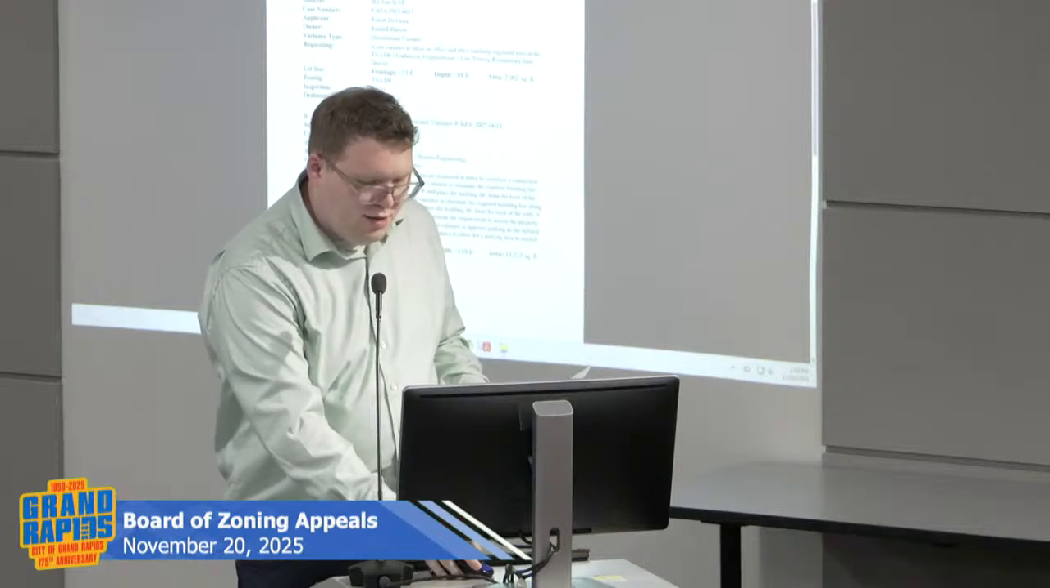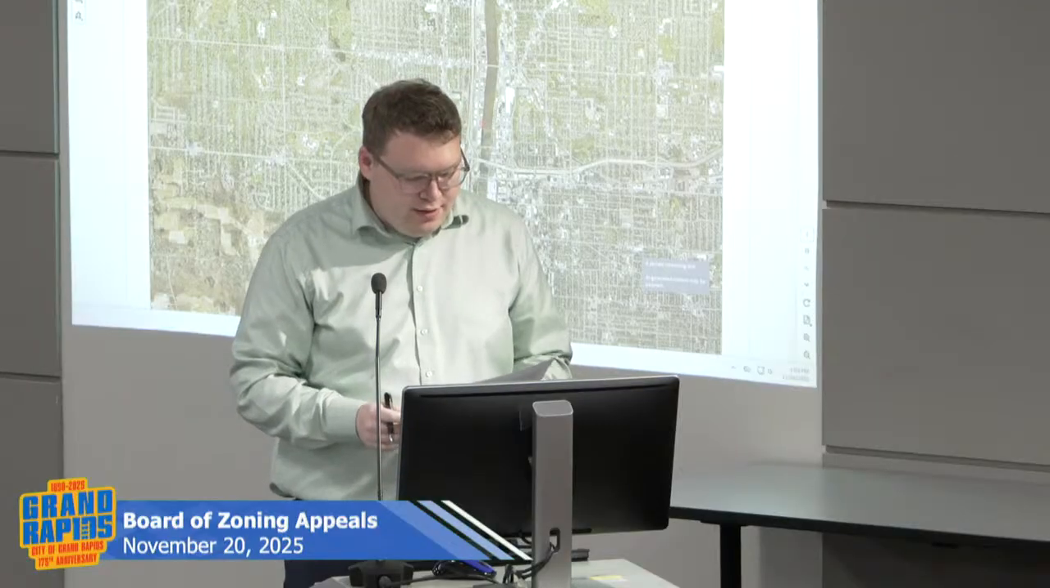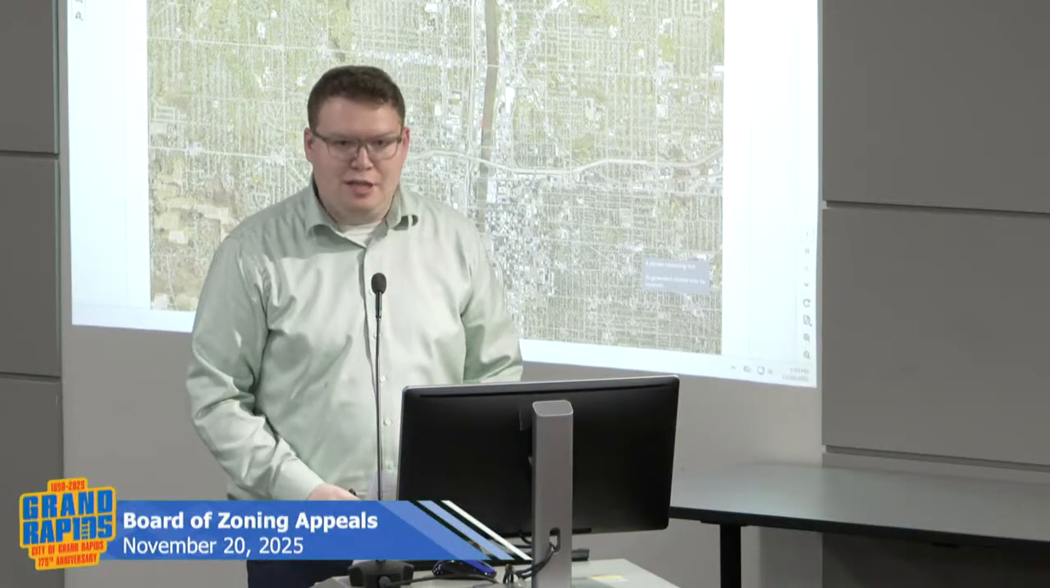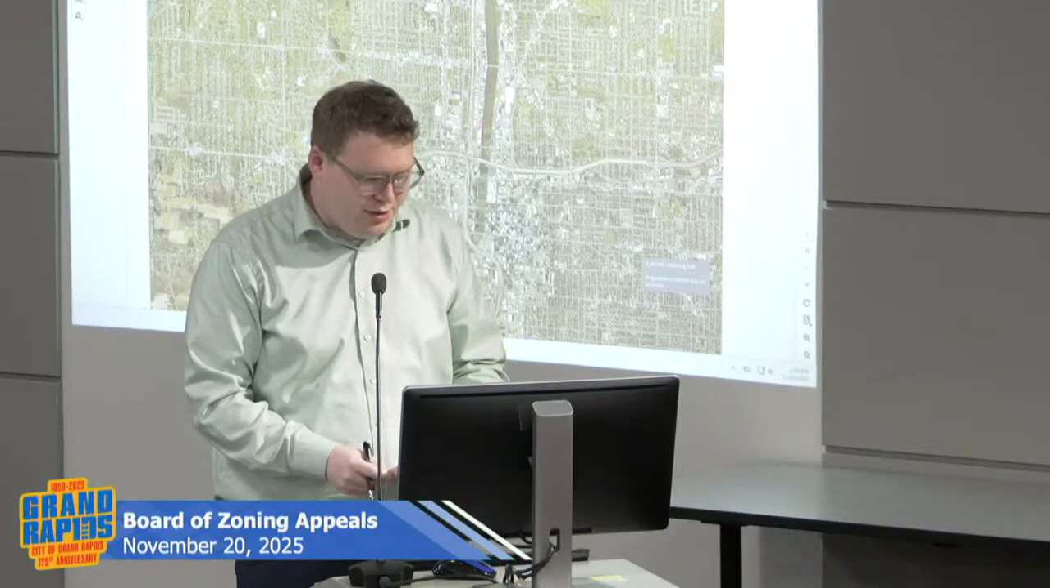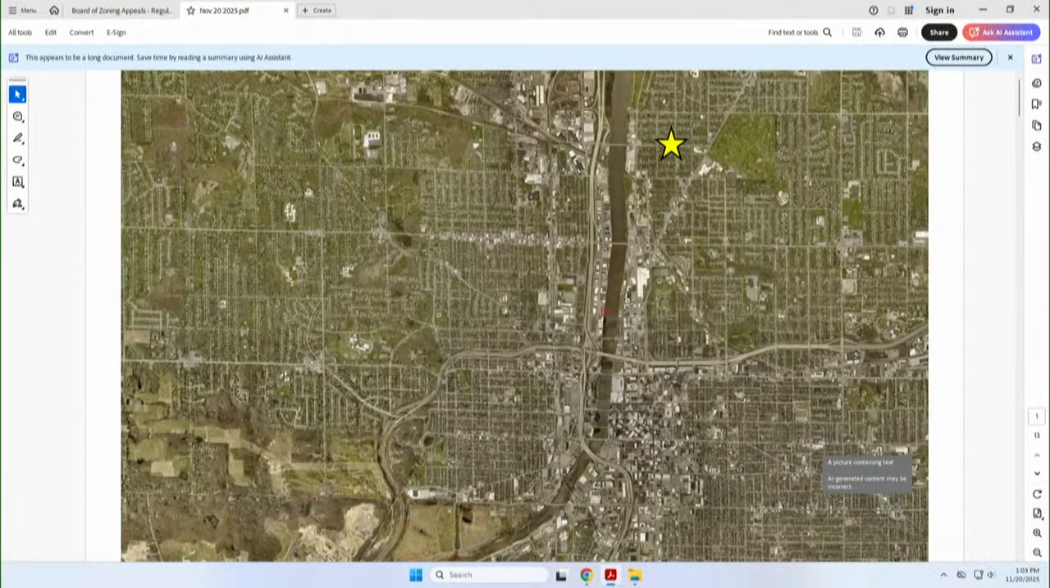The first case on your agenda today is 163 Ann Street Northeast. The applicant is requesting a use variance for a professional office in the TN LDR Traditional Neighborhood Low-Density Residential Zone District. The property is located on the northeast side of the city, indicated on your screens by the yellow star. On July 17th, 1997, a use variance was approved for this location for a secondhand retail store.